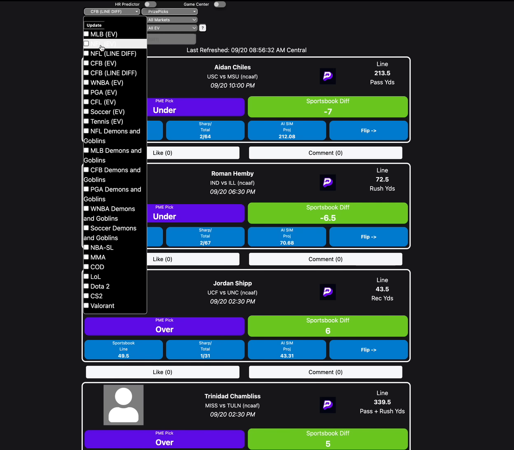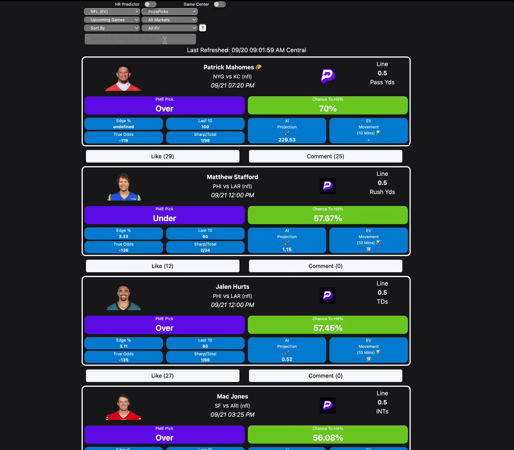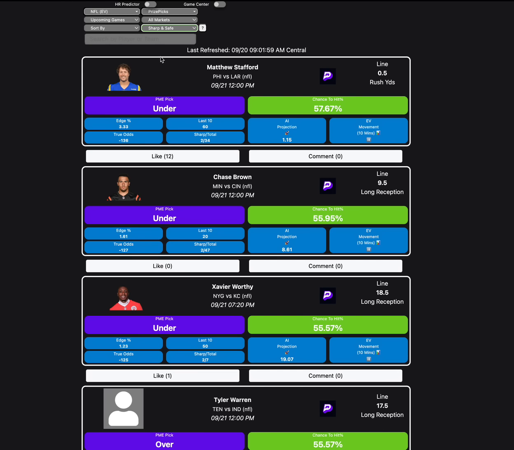Again, remember that you have cool things too. Like, let's go back over to the NFL. You have cool things at Props Made Easy that allow you to filter to check multiple boxes in one. For example, Sharp and Safe. The Sharp and Safe filter is going to automatically check certain boxes, right? It's going to make sure that you have a positive edge percent, and it's going to make sure you have 2 or more sharp books baked into that.